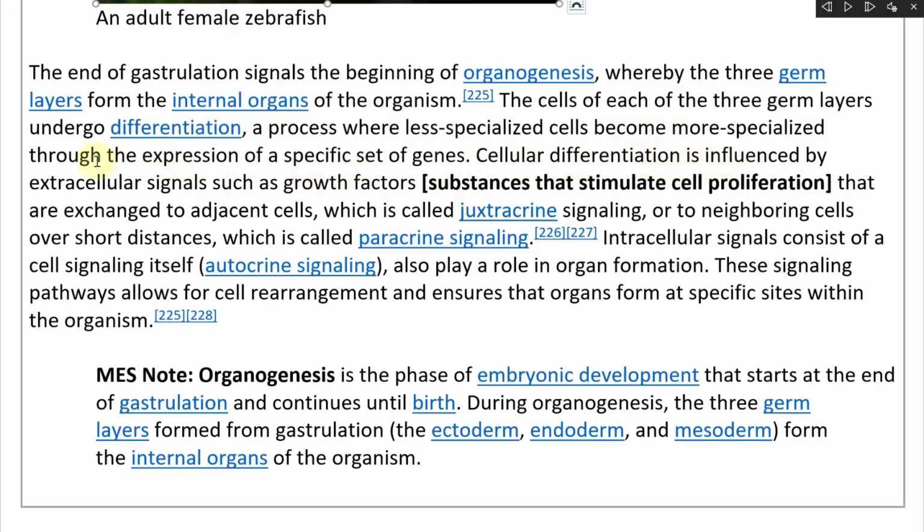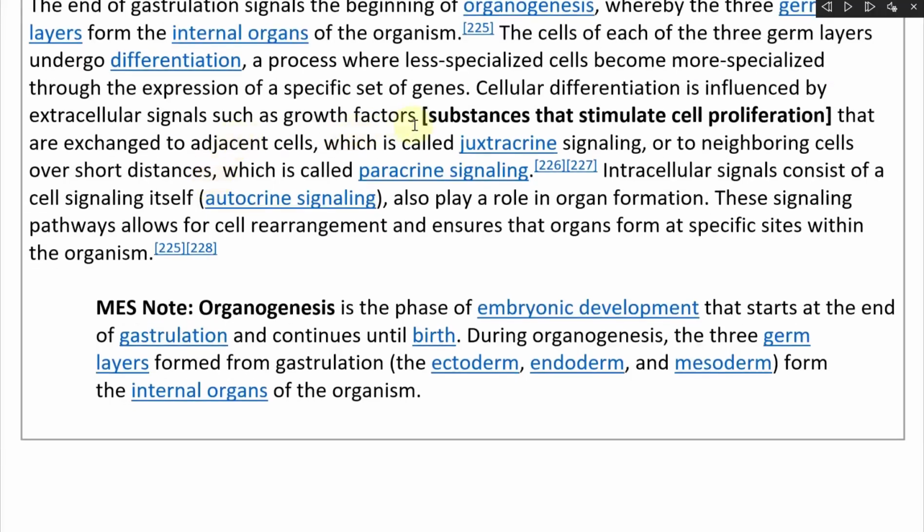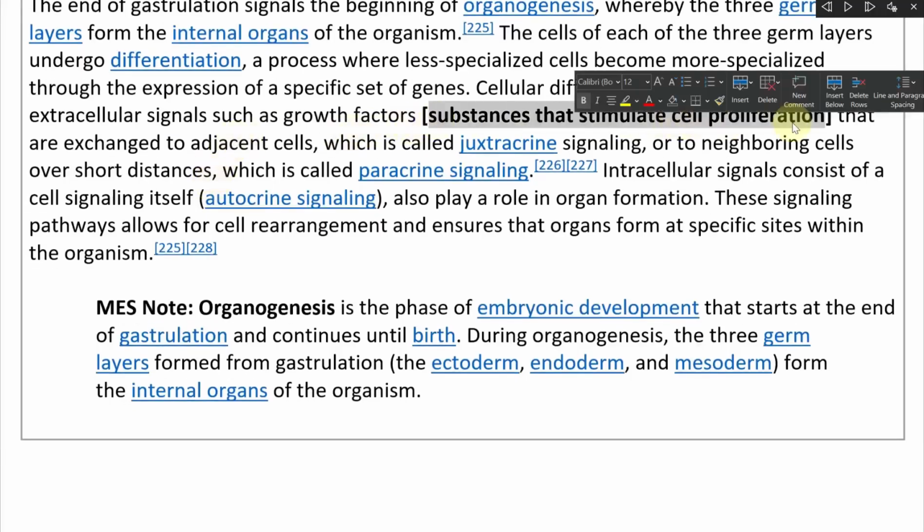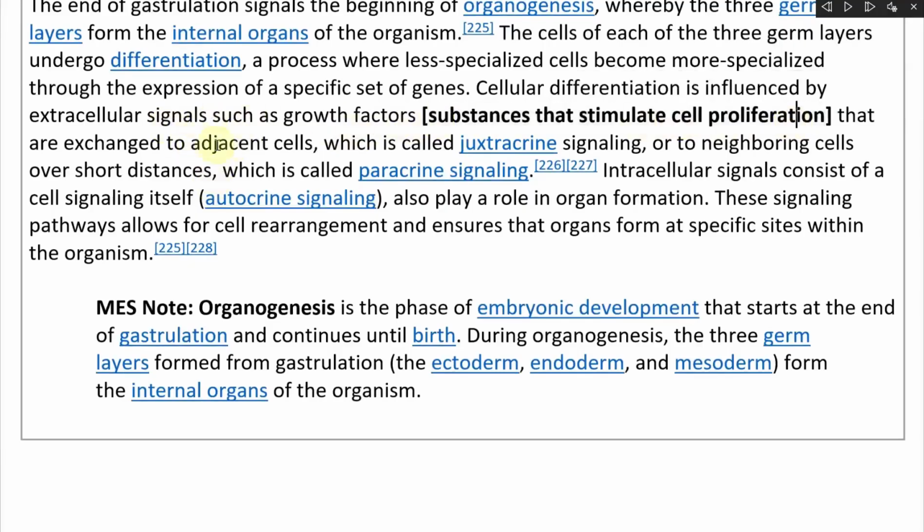Cellular differentiation is influenced by extracellular signals such as growth factors, which are substances that stimulate cell proliferation, that are exchanged to adjacent cells, which is called juxtacrine signaling. See this pronunciation? Juxtacrine signaling, or to neighboring cells over short distances, which is called paracrine signaling. Intracellular signals, where a cell signals itself, called autocrine signaling, also play a role in organ formation. These signaling pathways allow for cell rearrangement and ensure that organs form at specific sites within the organism.